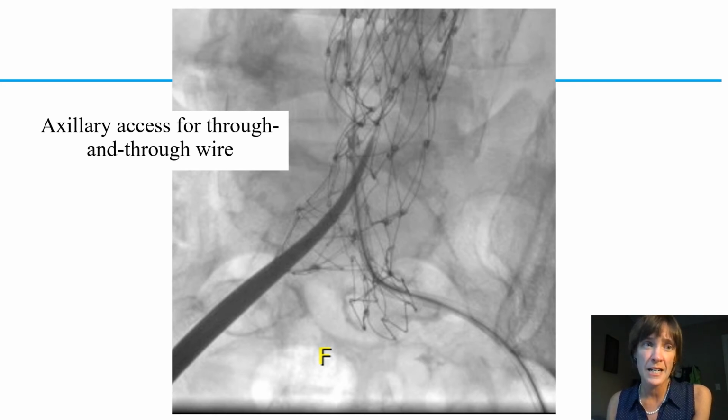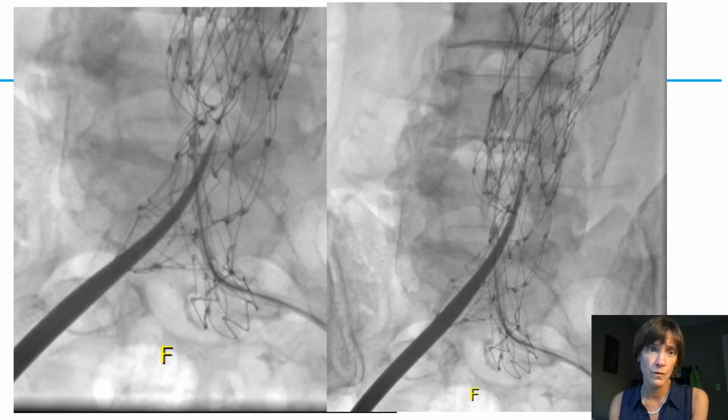We actually had an axillary access for anticipated need for through-and-through wire access, given how tortuous the iliacs were. So we felt pretty confident that over this through-and-through wire, we should be able to advance our device. So we pushed harder, and it's a little difficult to appreciate on these still images, but you see sort of infolding of the main body portion of the device, and still just an inability to really track the dilator above that level.